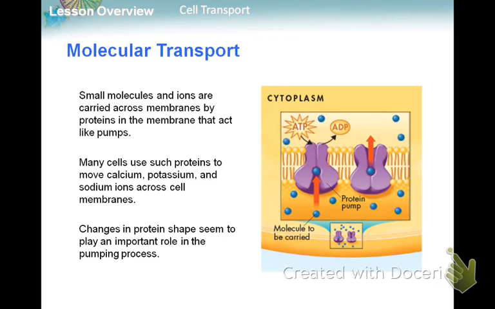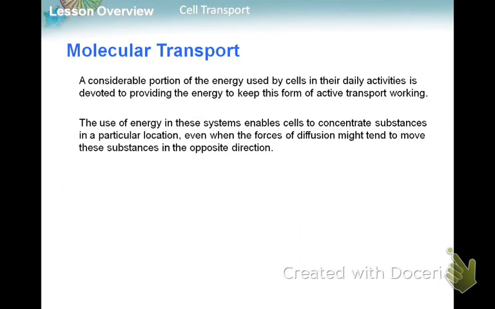These protein pumps are used specifically to move calcium, potassium, and sodium ions across cell membranes. And these changes in protein shape that happen, that require energy, play an important role in that protein pump process. A lot of the energy that goes into cells goes towards active transport. It enables cells to concentrate substances in a particular location, even when diffusion is wanting things to go the opposite direction.